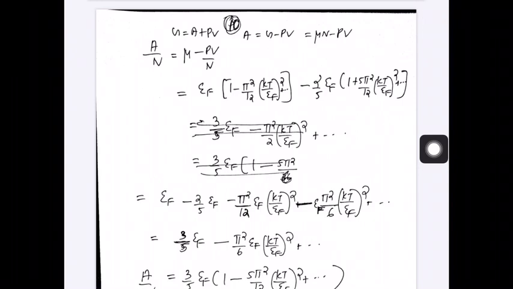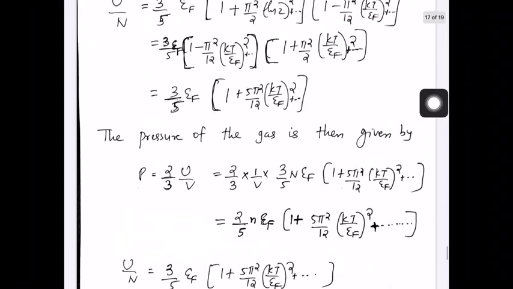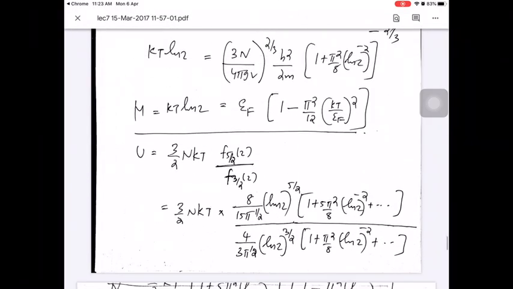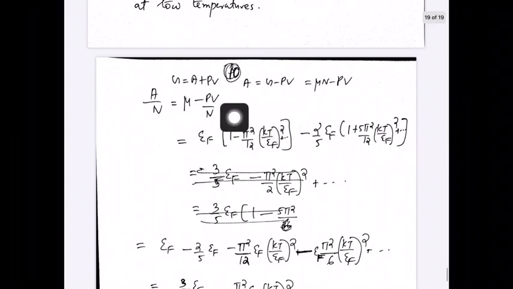Now we calculate a few more thermodynamic quantities at low temperature. One is the Helmholtz free energy. Helmholtz free energy is A equal to G minus PV, so that is mu N minus PV. G we know is mu N. So A by N is mu minus PV by N. For mu, I am writing the first approximation. Mu equal to kT log z, that is epsilon f times 1 minus pi square by 12 times kT by epsilon f whole square. So that is written here for mu.